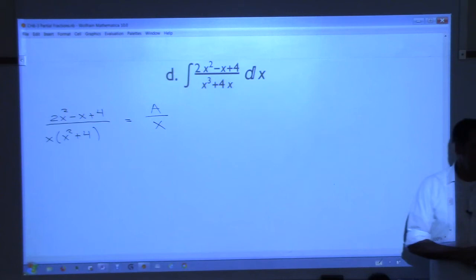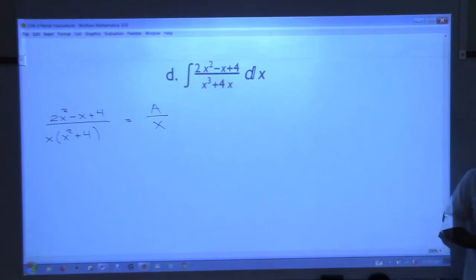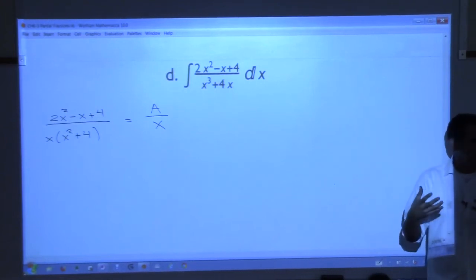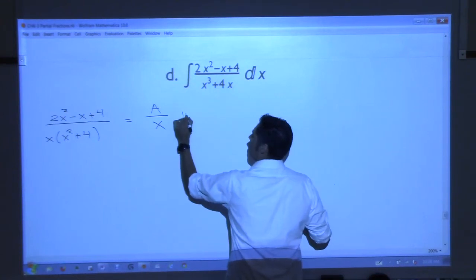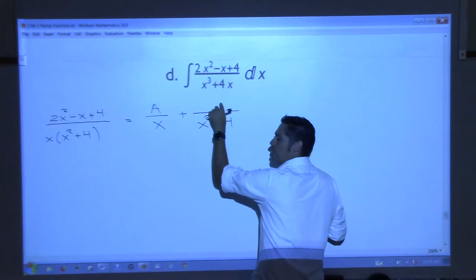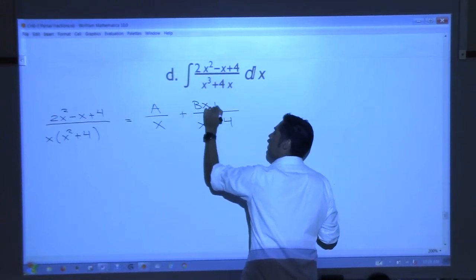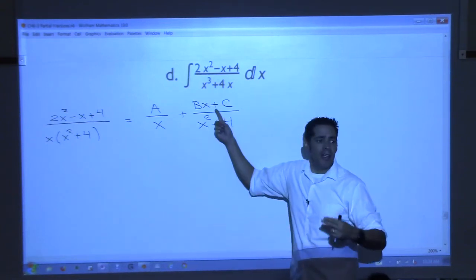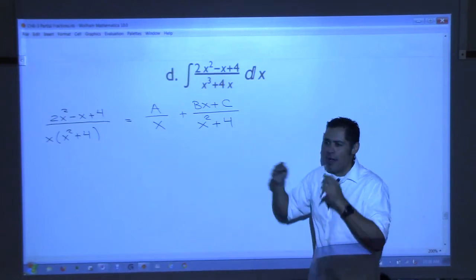Now, the next one, x squared plus 4, is quadratic, right? And it's not factorable. If it was x squared minus 4, yes, right? But it's x squared plus 4, so you can't factor that. So it's an irreducible quadratic, isn't it? And because it's an irreducible quadratic, I'm going to put the irreducible quadratic down here. But up here, I don't put a constant. I put what? Bx plus C. Bx plus C is a linear expression, isn't it? We have put a linear expression on top of a quadratic.